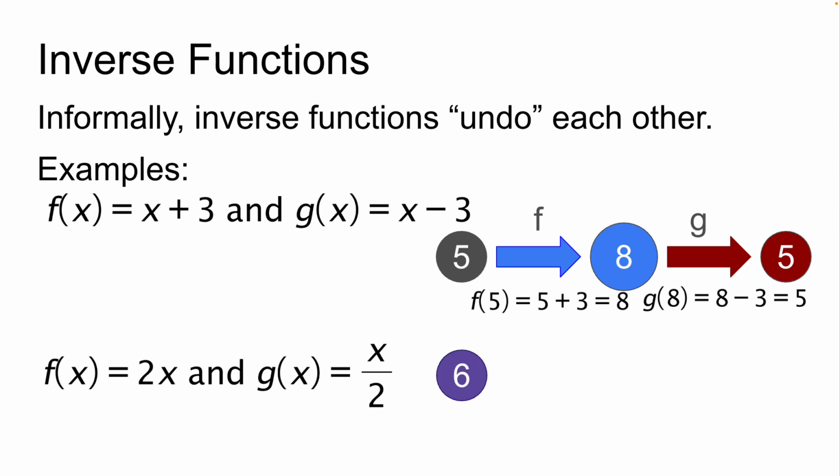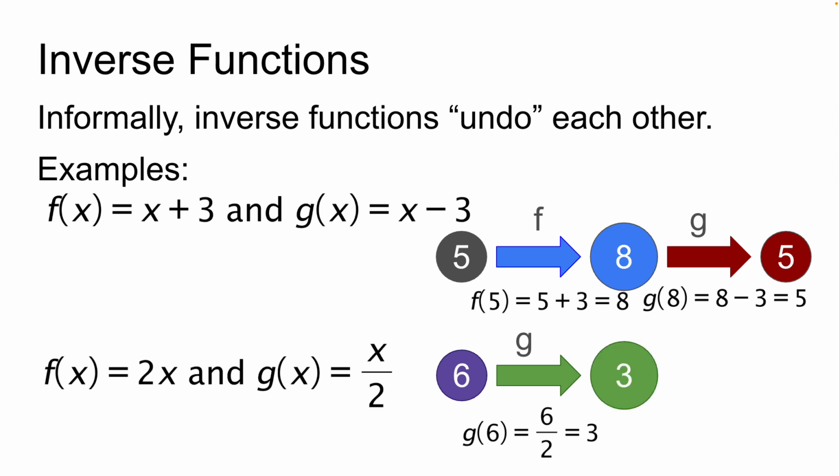So let's take a starting point, say x is 6, but this time let's put it through the g function first. So g would take 6, divide it by 2, and we'd end up with 3. Now let's take that result of 3 and put it through our f function. f would take 3, multiply it by 2, and we'd end up with 6, right back where we started. This is a key when we're talking about inverse functions. They undo each other no matter which function comes first and second. If we take f and then apply g, or take g and then apply f, we end up back where we started because these functions undo each other.